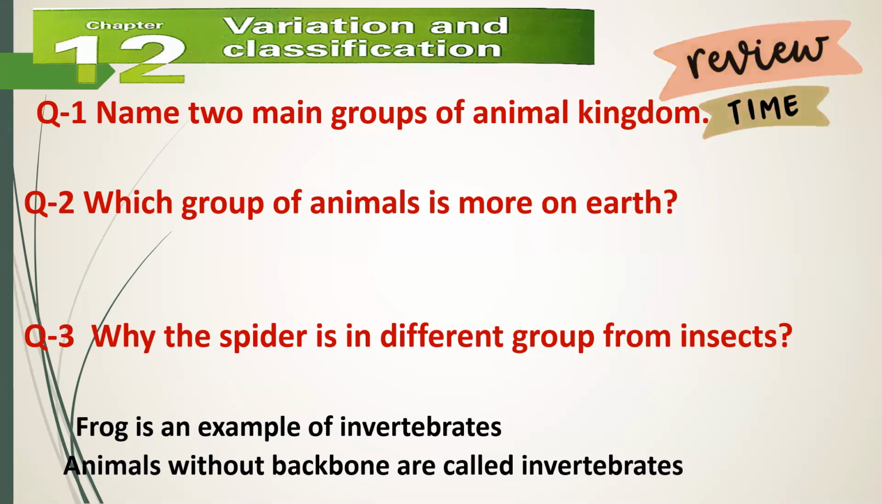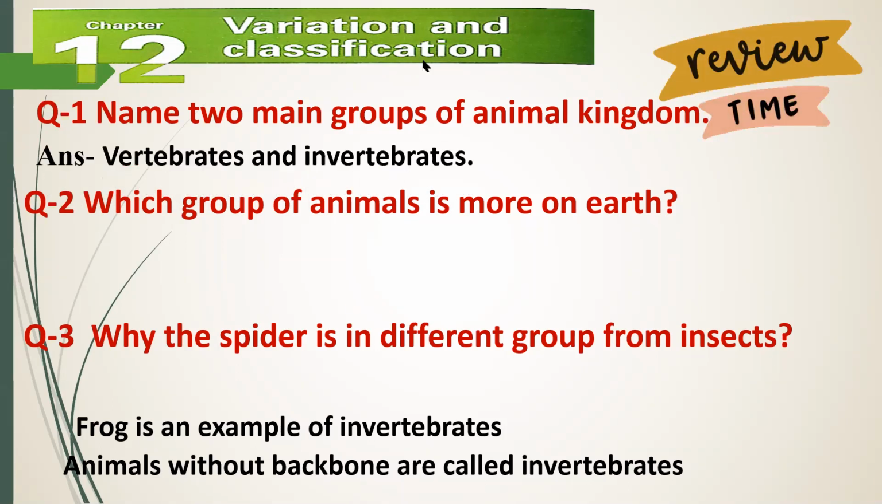Okay, dear students, here is the first question for you. Name the two main groups of the animal kingdom. I will ask this question from Abdullah Jan. Abdullah Jan, will you answer, please? Vertebrates and invertebrates. Very good, very nice. The two main groups of the animal kingdom are so-called vertebrates and invertebrates.